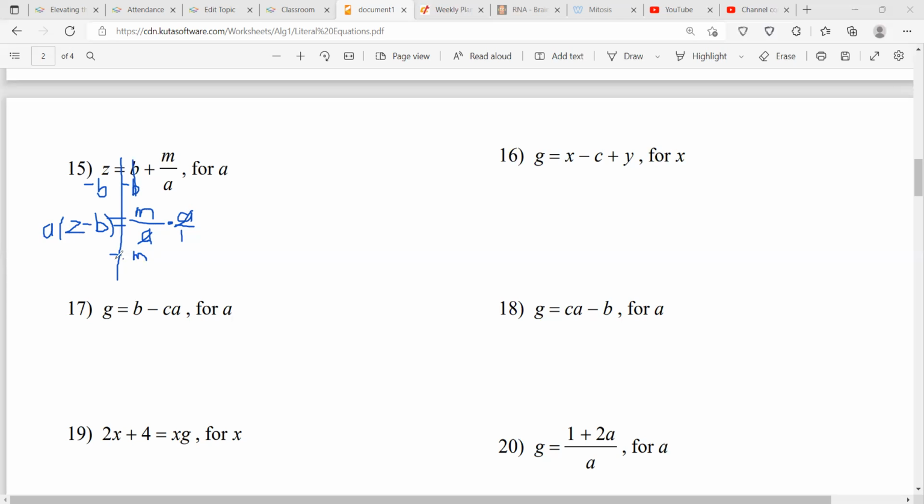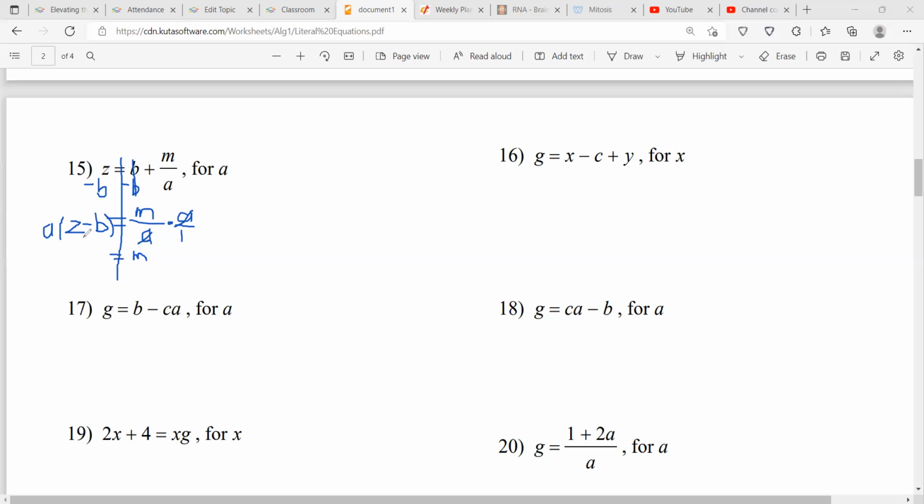And over here, I have a, and I could actually distribute. But in this case, since I want a alone anyway, if I distribute it, I'm going to get az minus ab, which is actually making it worse. Just keep in mind, think of this z minus b as really being one factor, because a is being multiplied by both of those at once.